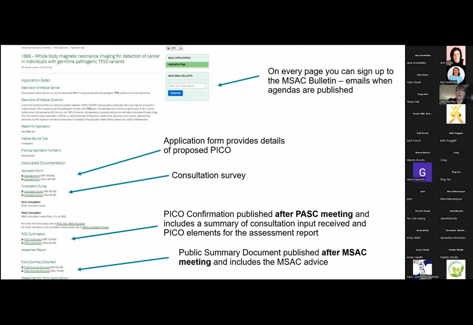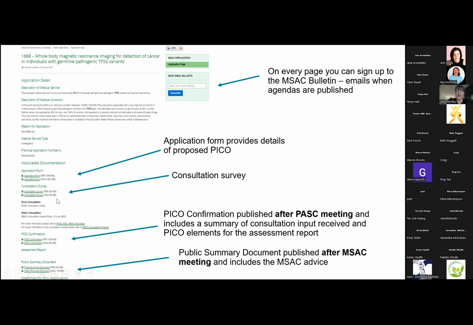So an independent evaluation group will use this application form to develop a PICO confirmation, which will be considered by the PICO advisory subcommittee. There's a lot of acronyms, I'm sorry. And you'll also see on the webpage, there's a consultation survey.